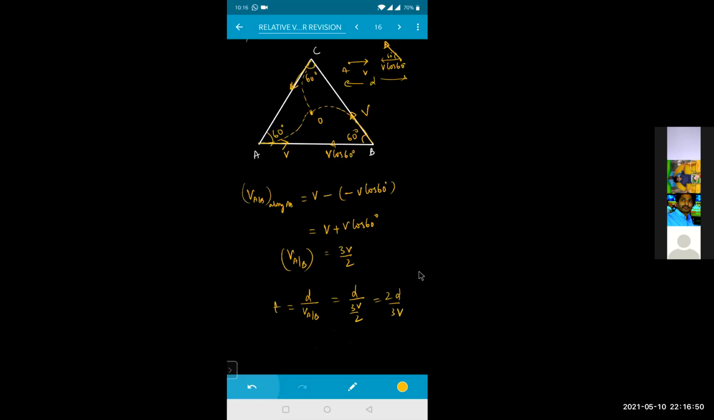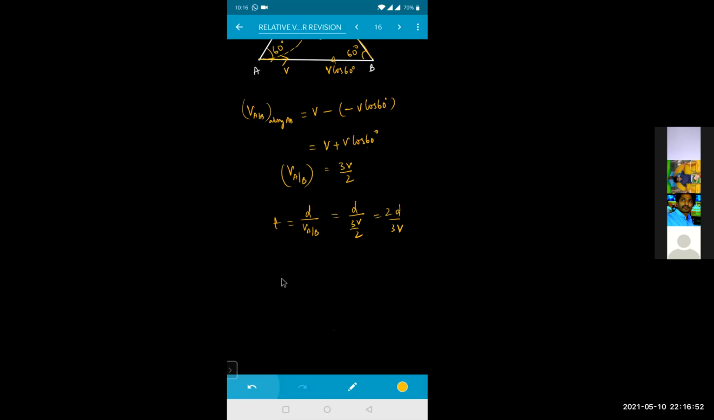So time after which the three particles will meet will be equal to how much? So T will be equal to 2D divided by 3 into V.